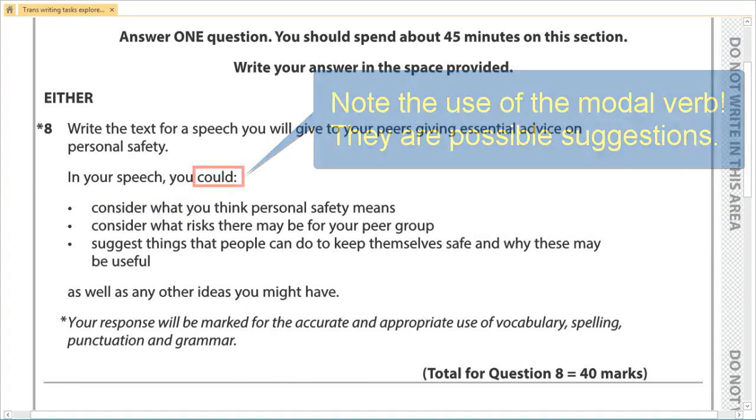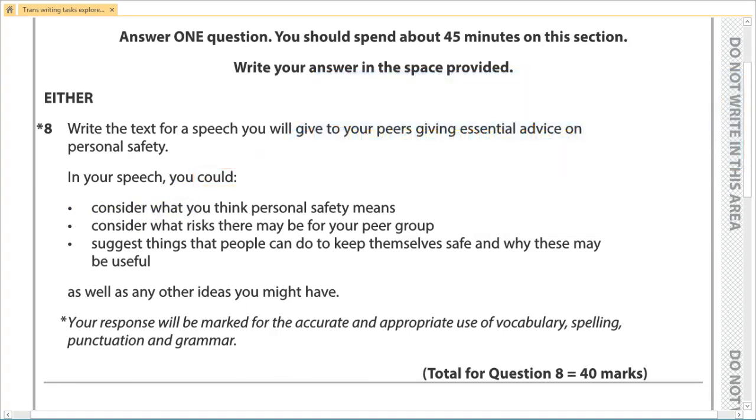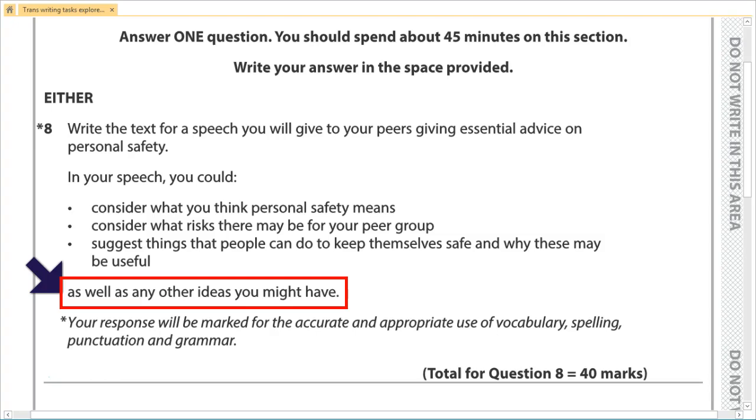Okay, if you get stuck, if you really can't think of how to write about this subject matter, you can use those to help you structure your response, but you are not required to cover those. Sometimes we find that the audience or the purpose is stated in these bullet points, so do read through those bullet points if you're unclear about who you're writing for or what the purpose of your writing is. Underneath those you can see this comment as well as any other ideas you might have.